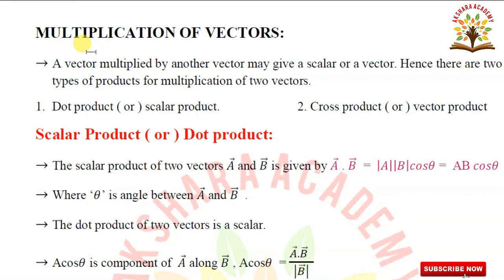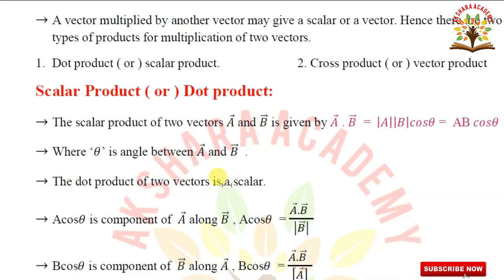In this session I am going to discuss multiplication of vectors. A vector multiplied by another vector may give a scalar or a vector. Hence, there are two types of products for multiplication of two vectors: dot product or scalar product, and cross product or vector product.